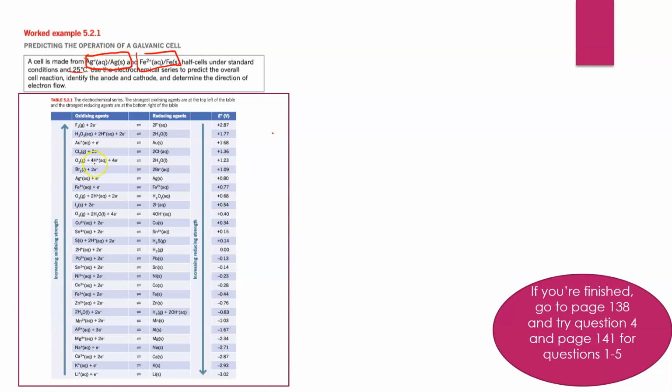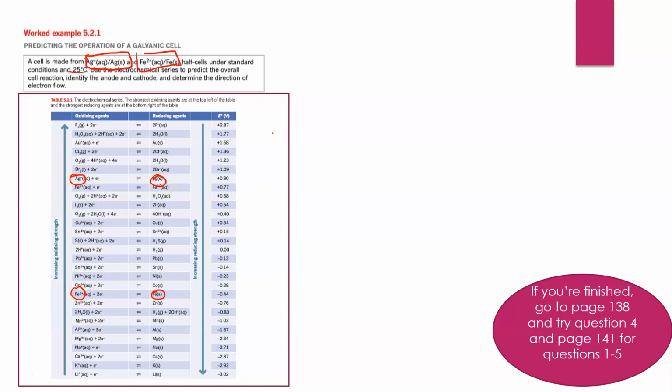I'm going to circle what I have present. So I have Ag+ and Ag solid present in my cell. I have Fe2+, which I'm going to find down here, and Fe solid. Be careful with your ions because with iron, there is Fe3+ listed in your electrochemical series as well. So you can see here Fe3+ to Fe2+.